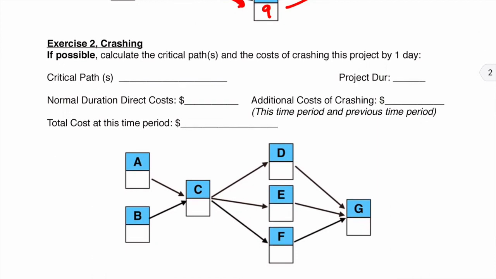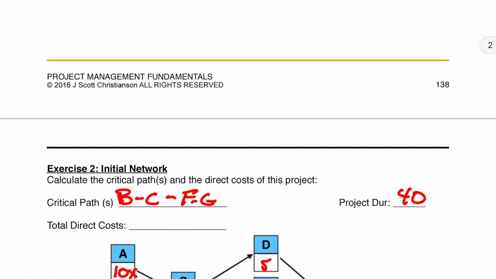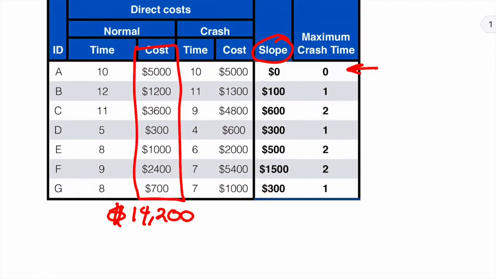So now we're going to come down here and we need to actually figure out between B, C, F, and G, which is going to be the cheapest to crash. So let's go back here to this table again and let's mark these. I like to do this. I have B as one candidate, C is the other candidate, F is the next candidate, and then finally G. So looking at the costs, I have $300, $1,500, $600, and $100. So I'm going to do B.